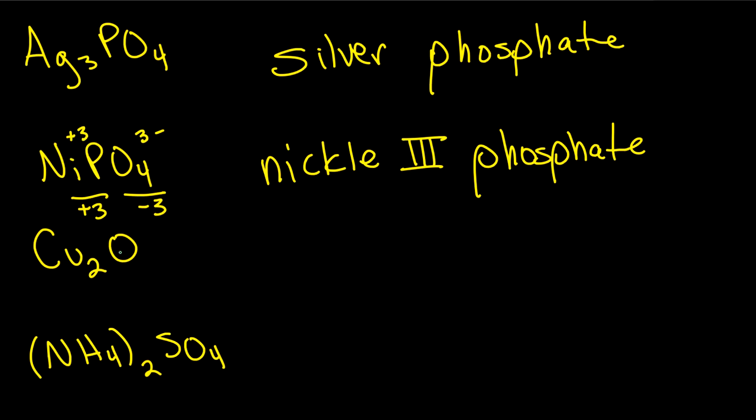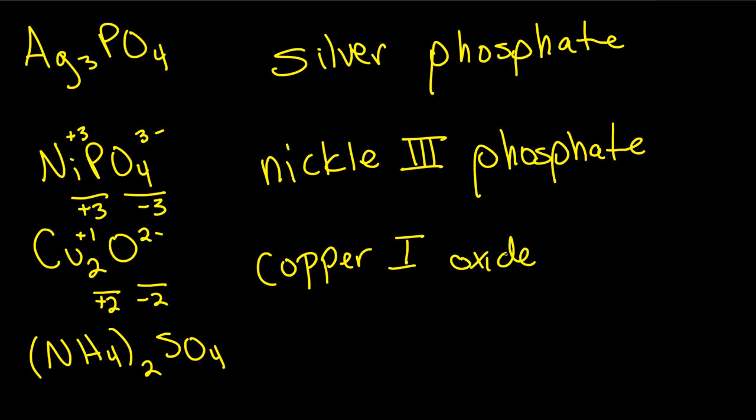Next up, Cu2O. Cu is copper. We know copper is a transition metal. We know it has multiple ionic forms. We got to name a charge. So we got to figure out what it is. Well, oxygen's in column 16, so that means it has a -2 charge. -2 times 1 is -2, so you need a +2 to balance that out. +2 divided by 2 is +1. So that's copper(I). O is oxygen, so we change it to oxide. So copper(I) oxide.